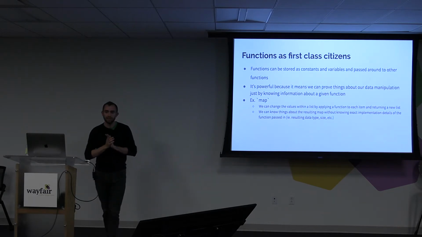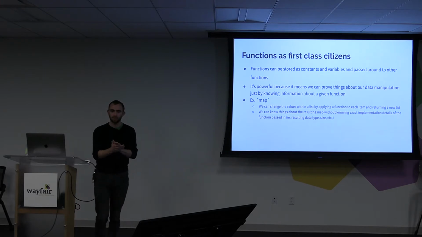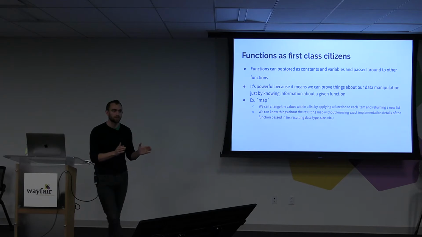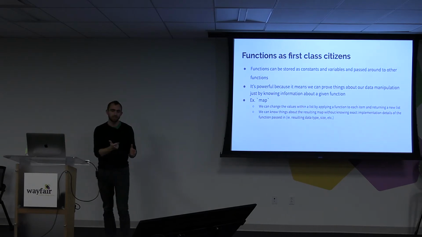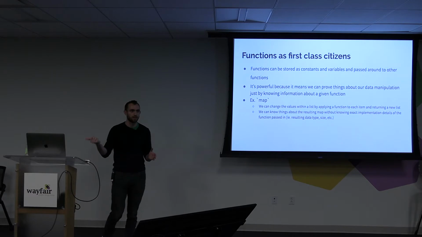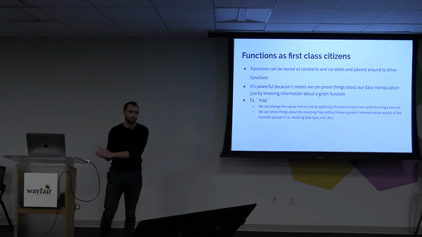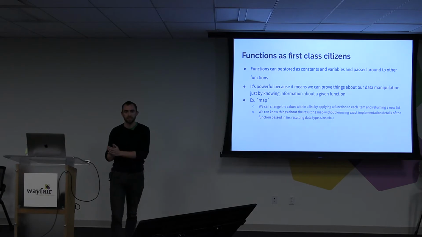So we can pass in a function to map across a list, and we can create a new list. We know a couple things about this new list without knowing anything about that function. We know, one, the list is the same size as the previous list. And we know, two, if the function takes in a type T and converts it into type R, we now have a list of type R. We don't need to know what was going on in that map function, but we can guarantee that for sure.